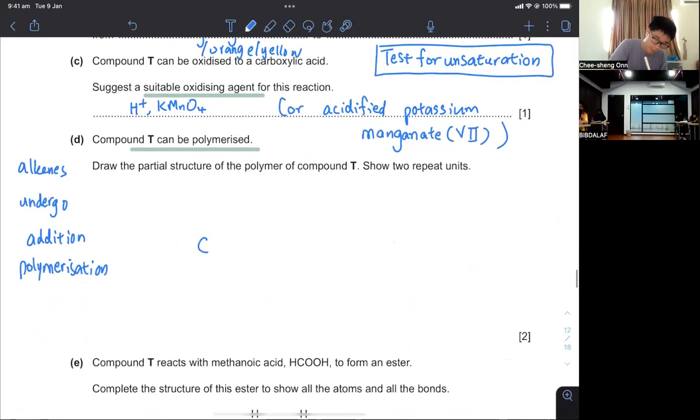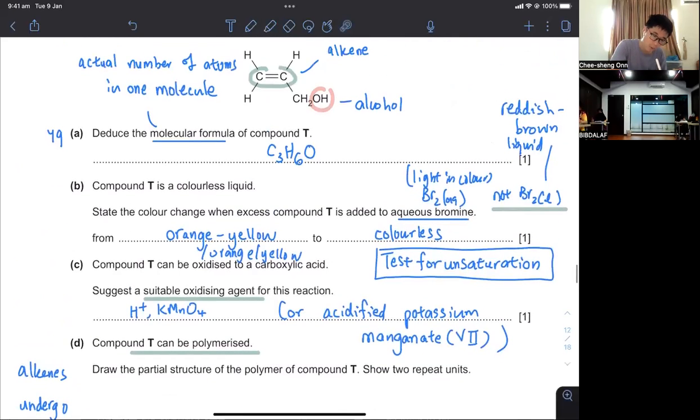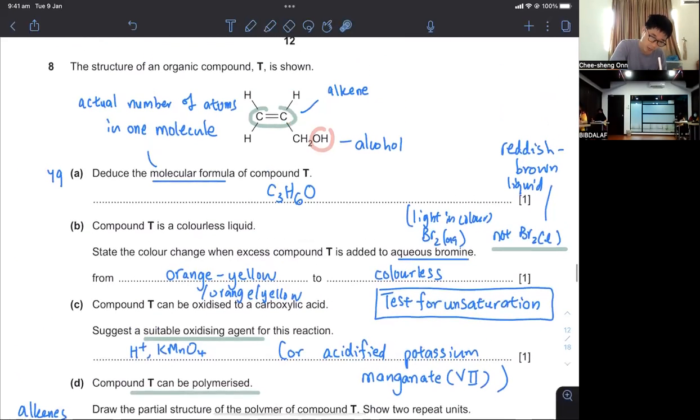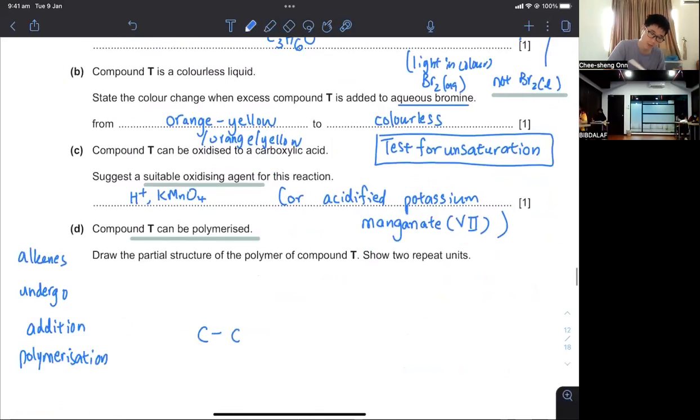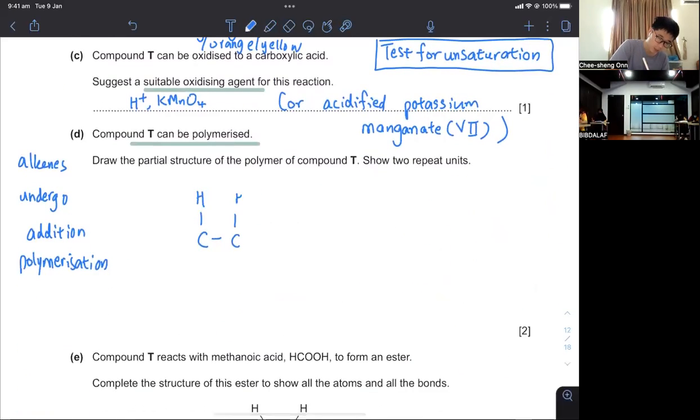So I draw the carbon-carbon first. No more double bond. I have H, H, H, and then CH2OH. So I just put in H, H, H, CH2OH. Addition, I have lost my carbon-carbon double bond. But I'm not happy because carbon now has 1, 2, and 3 covalent bonds. Carbon cannot have 3 covalent bonds. So I show open. This is open chain. Why is it open? Because it's a polymer. The chain extends. So now, this is 1 repeat unit.